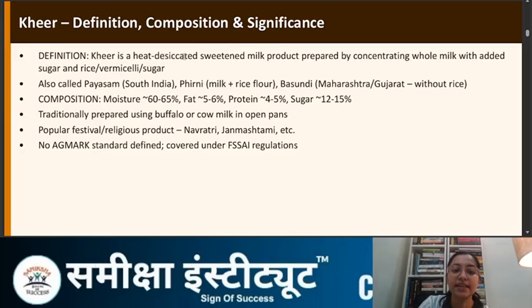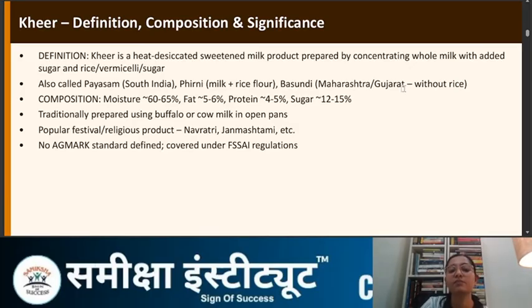So kheer is a heat desiccated sweetened milk product prepared by concentrating whole milk with added sugar, rice, vermicelli. What is vermicelli? It is basically the suji that we sometimes make. Then sugar; it is also called payasam in South India. Then firni is made with rice flour, produced during some festivals. Then basundi in Maharashtra and Gujarat is made without rice.